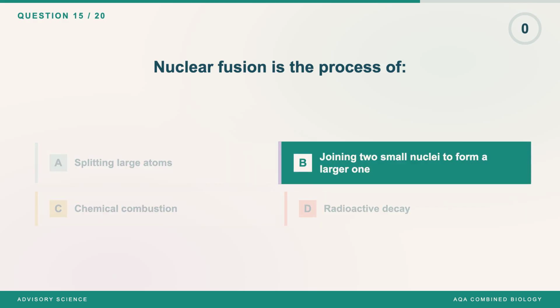The answer is B, joining two small nuclei to form a larger one. Fusion powers the Sun. Hydrogen nuclei fuse to form helium, releasing enormous amounts of energy.